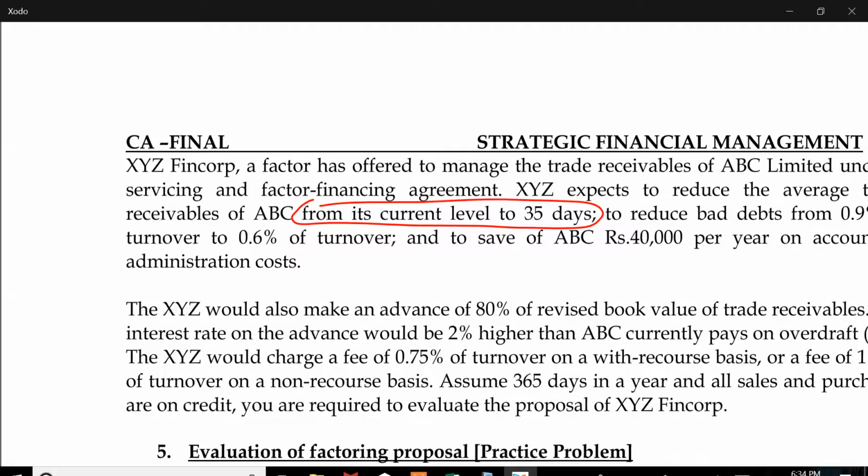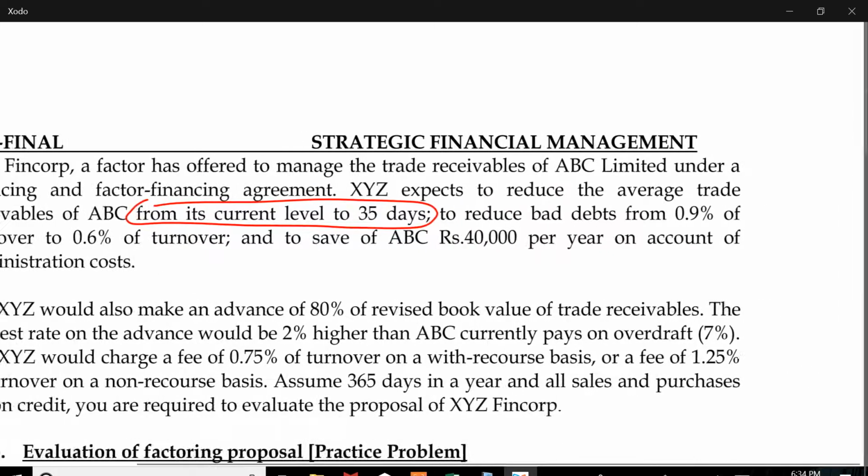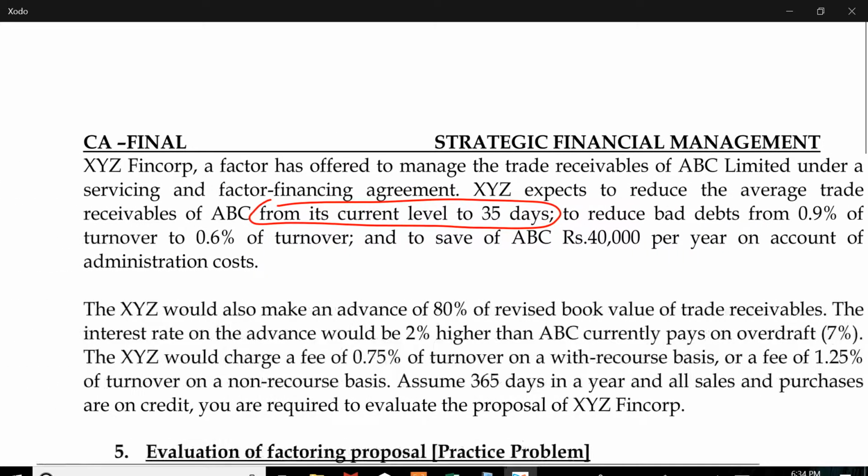Like the last problem, 80 brought down to 60. He is technically telling us some number. He is also saying that he will reduce the bad debt from 0.9 to 0.6. So first of all, there is a reduction in bad debt. This benefit is going to be there whether it is with recourse or without recourse. On top of that, if it's without recourse, then I end up saving more.